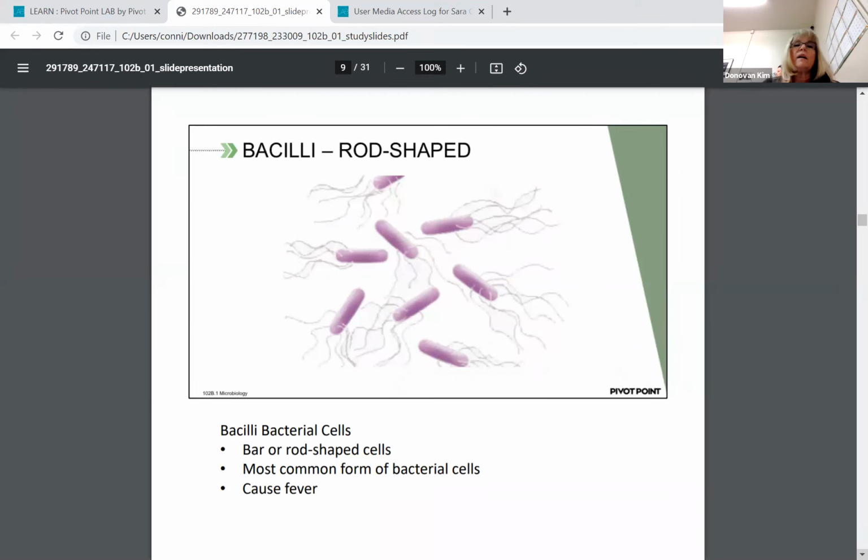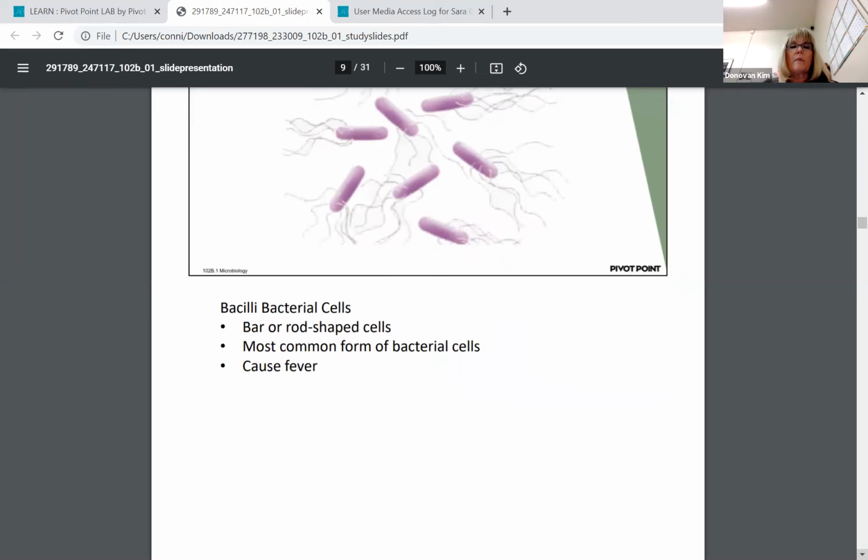But bacilli is rod-shaped. And I know Miss Jeannie has some really something about a hot rod. Oh, a hot rod, because it causes fever. Fever makes you hot. So hot rod is bacilli.